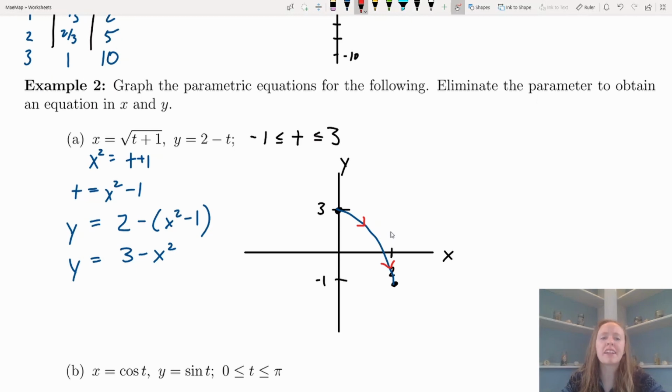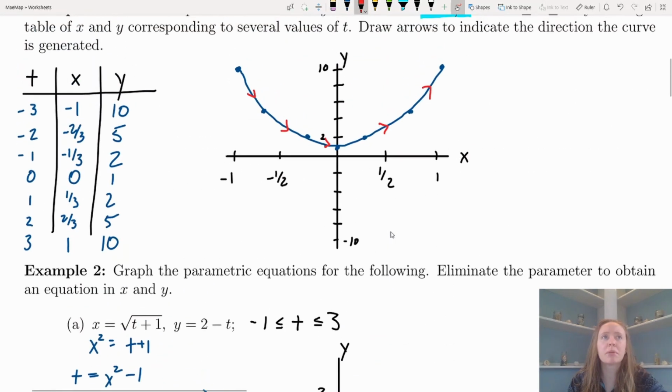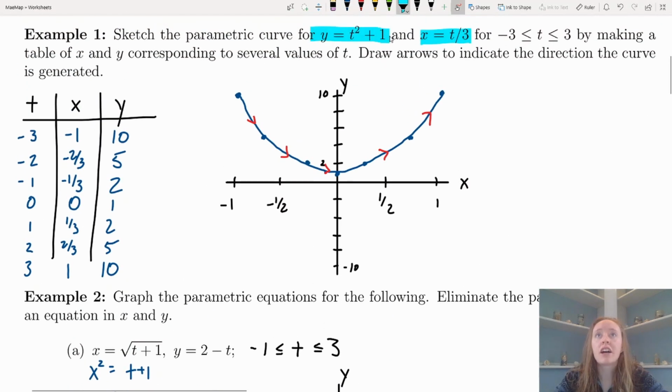So knowing this method, let's go back up to number 1 and double check real quick. I have x equals t over 3 and y equals t squared plus 1. So if I solve for t, I'll use x equals t over 3 to solve for t. That'll be that 3x equals t. Then all I have to do is plug in 3x in for t in my y equation.